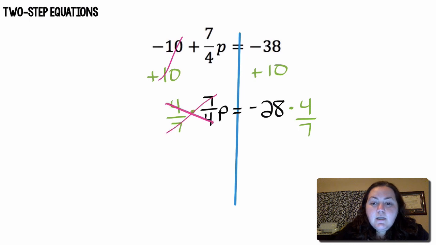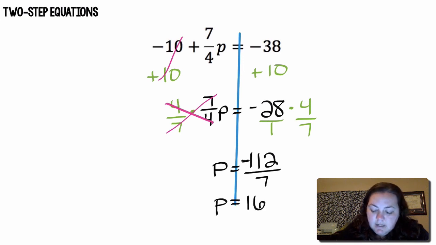I'm going to turn the 28 into a fraction by putting a 1 under it. Multiplying fractions, no big problem. Top times top over bottom times bottom. I get negative 112 over 7. Negative 112 divided by 7 gives me negative 16.